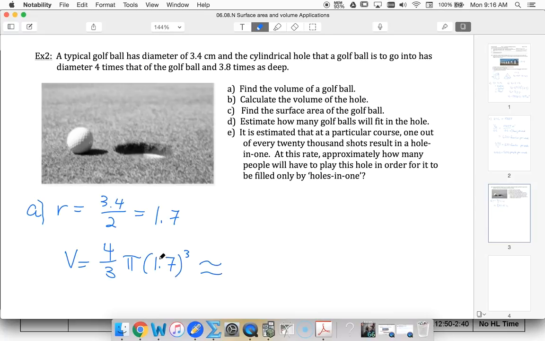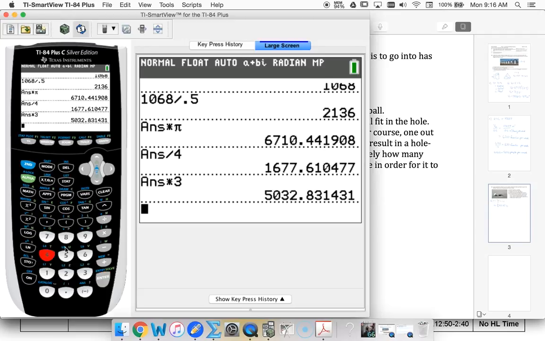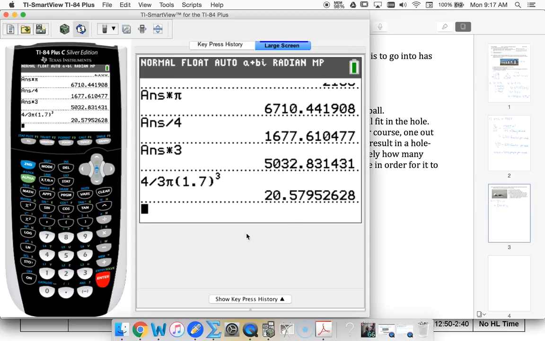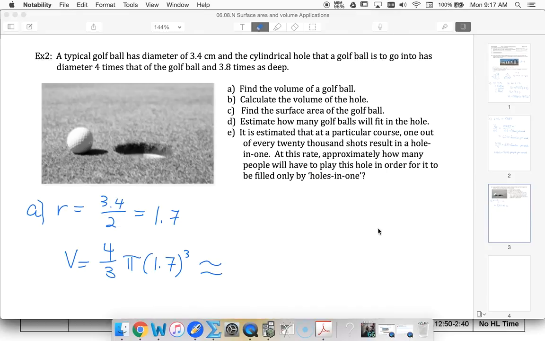And now I know that this 1.7 divided by 3, that's not going to give me an exact value. So right now I'm just going to put this whole thing into my calculator. 4/3 pi r cubed. All right, and I'll get about 20.6. And that's going to be centimeters cubed, cubic centimeters.